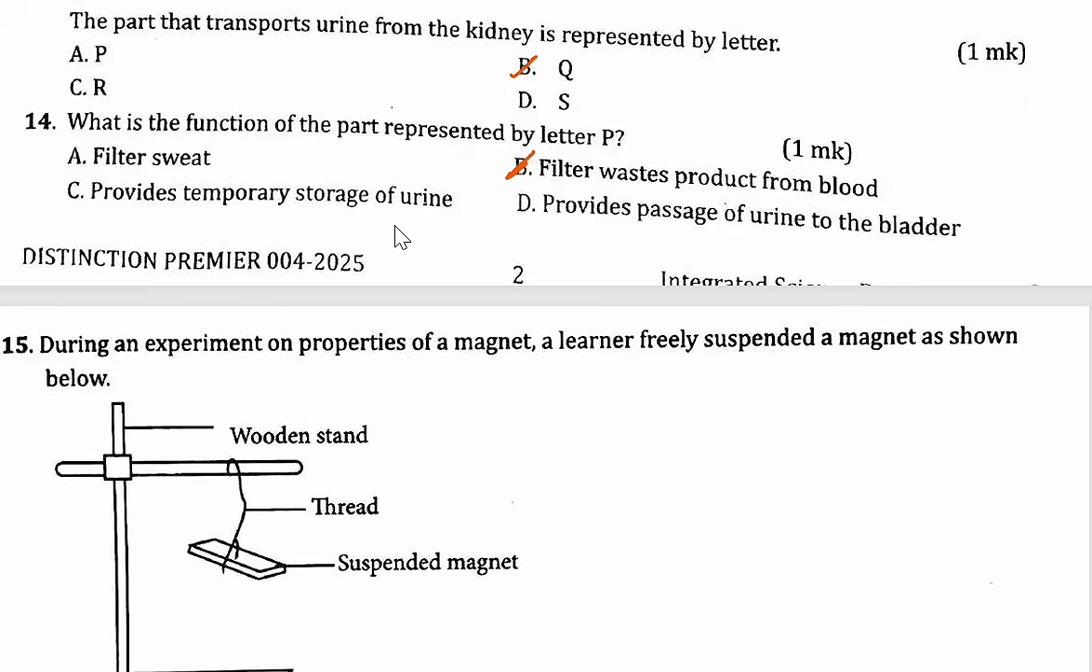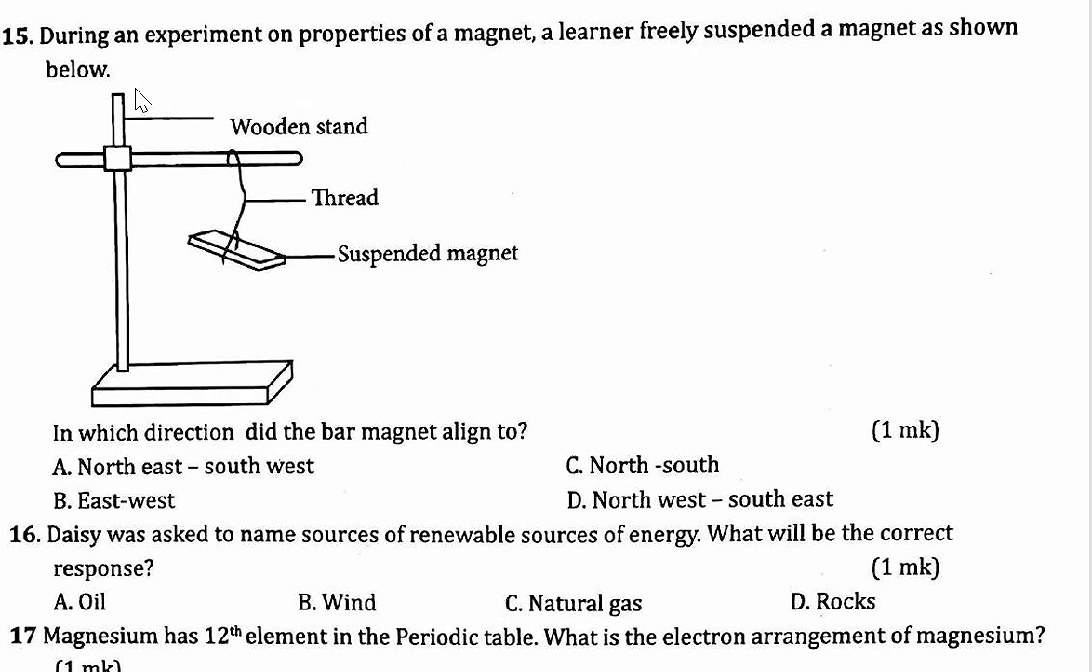So number 15. During an experiment on properties of a magnet, a learner suspended the magnet as shown below. In which direction did the bar magnet align? We know that any magnet has two poles, a north pole and a south pole. So if you have any magnet, it is going to align itself in this direction, north-south. Therefore, you come to the options, you look for north-south, and the correct answer is C.